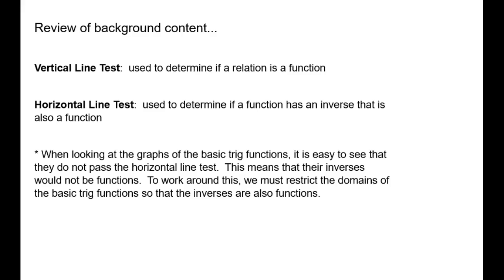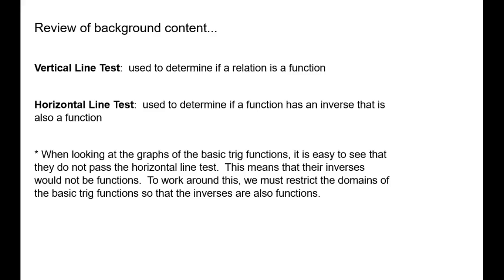To start this lesson, a little background information. Recall that we use the vertical line test on a graph to determine if a relation is a function. If it crosses through at only one point, that represents that the relation is a function. We use the horizontal line test to determine if a function has an inverse that is also a function.